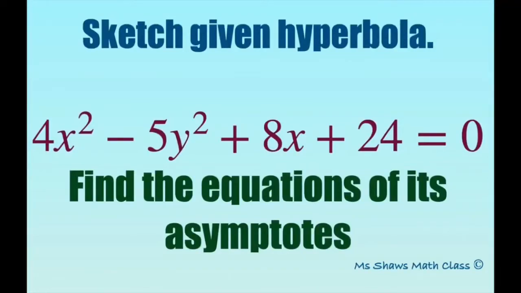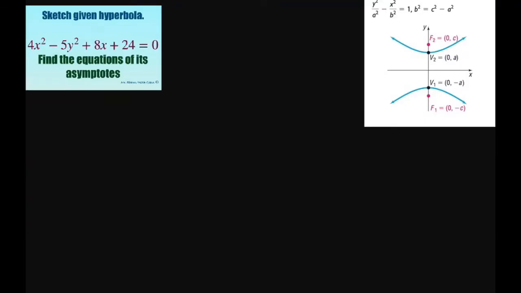Hey everyone, we're going to sketch the given hyperbola and find the equations of its asymptotes. Alright, so basically let's fix this up so we can write it in this form here. So what you do is you group your x's together, group your y's together, which we only have that one y, and then we're going to move this 24 over here. That's your constant.